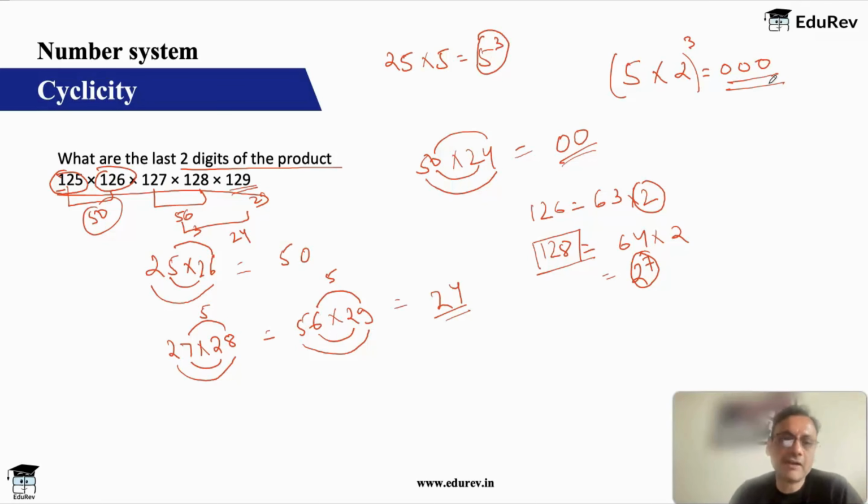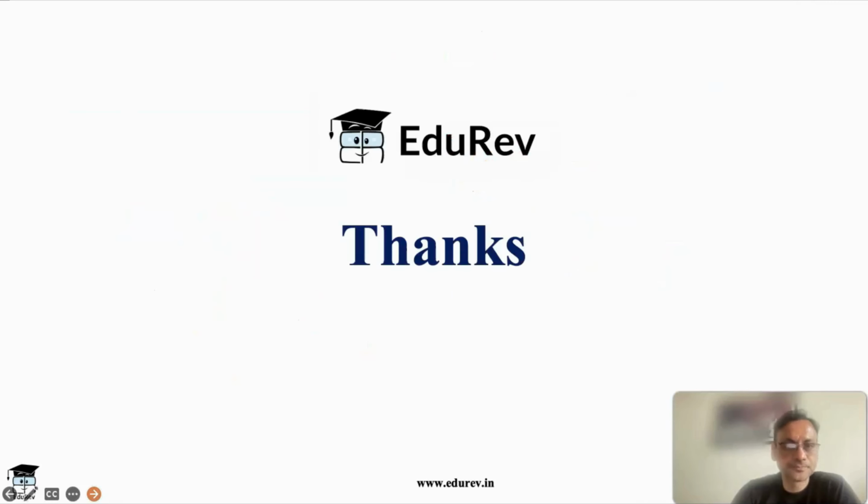So you didn't really have to do all this. If you see 5 anywhere in a number, and most likely 2 will also be there, but just be sure, every pair of 5 and 2 will give you a 0. And here you can see that you have 3 fives in 125. You have 1 two in 126. And you have 7 twos in 128. So you can make 3 pairs. That means you will have 3 zeros in the end. So last 2 digits obviously are going to be 0, 0. As simple as that. Okay.